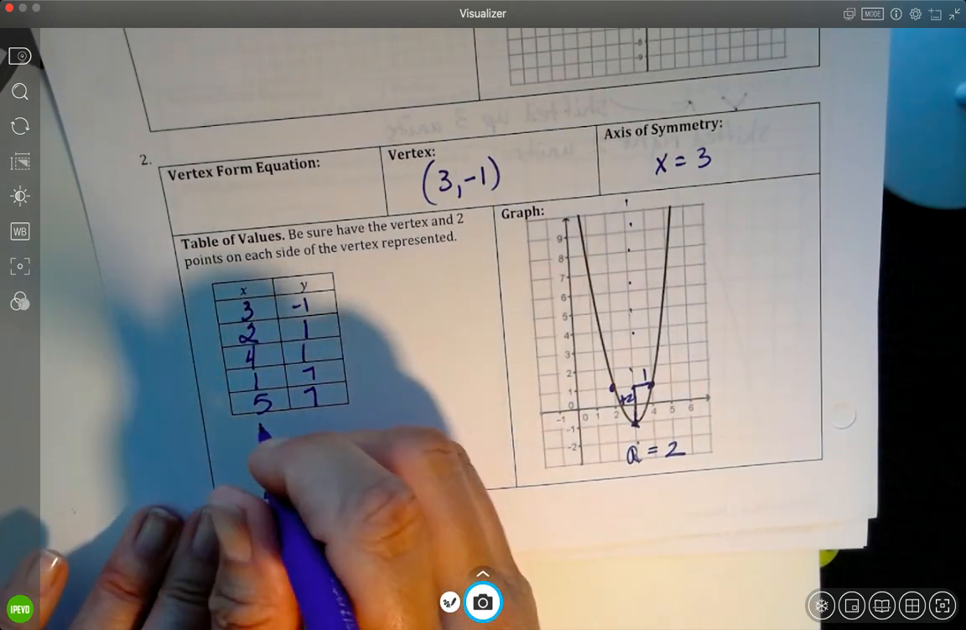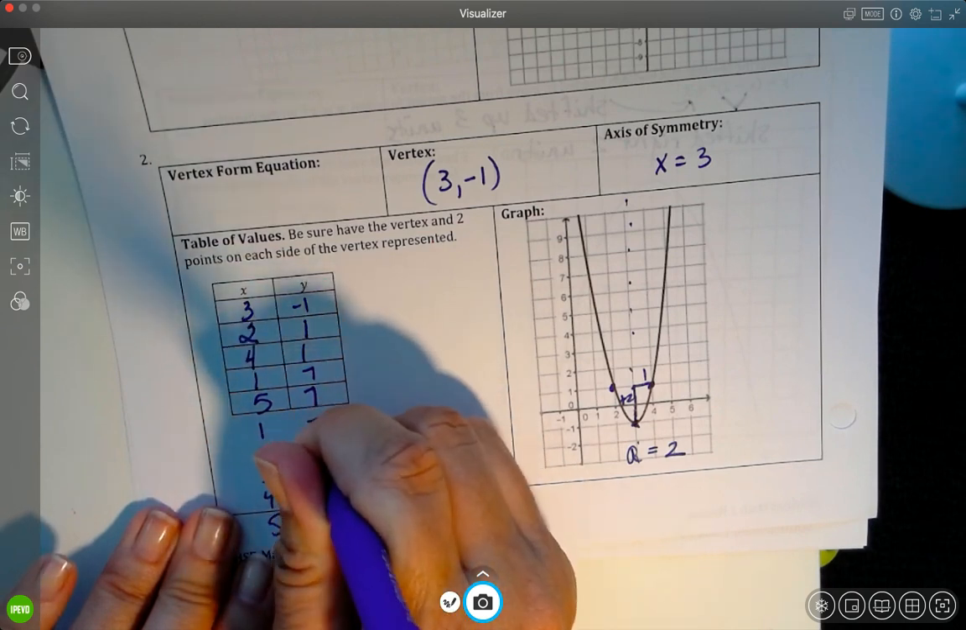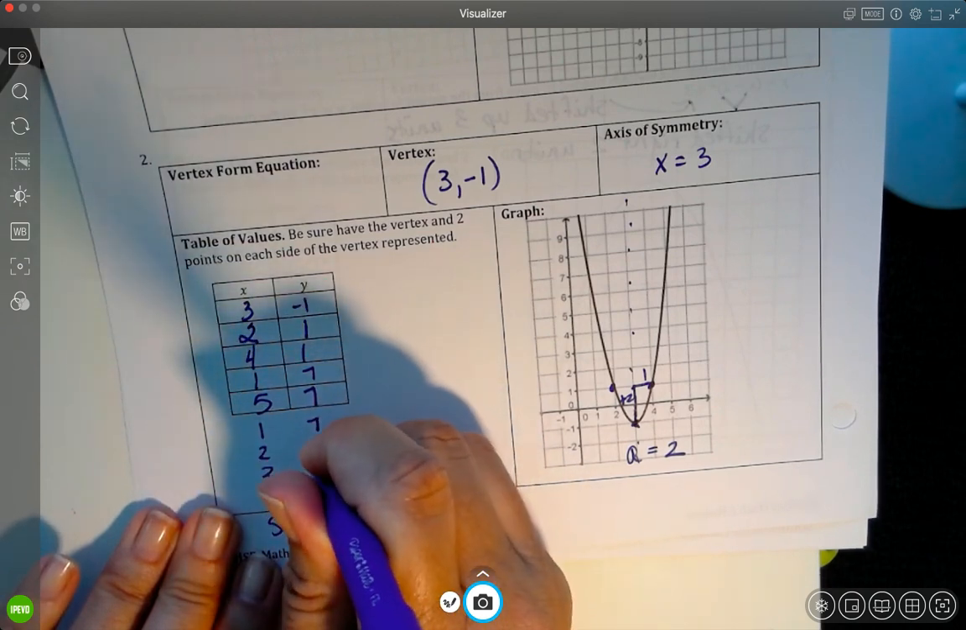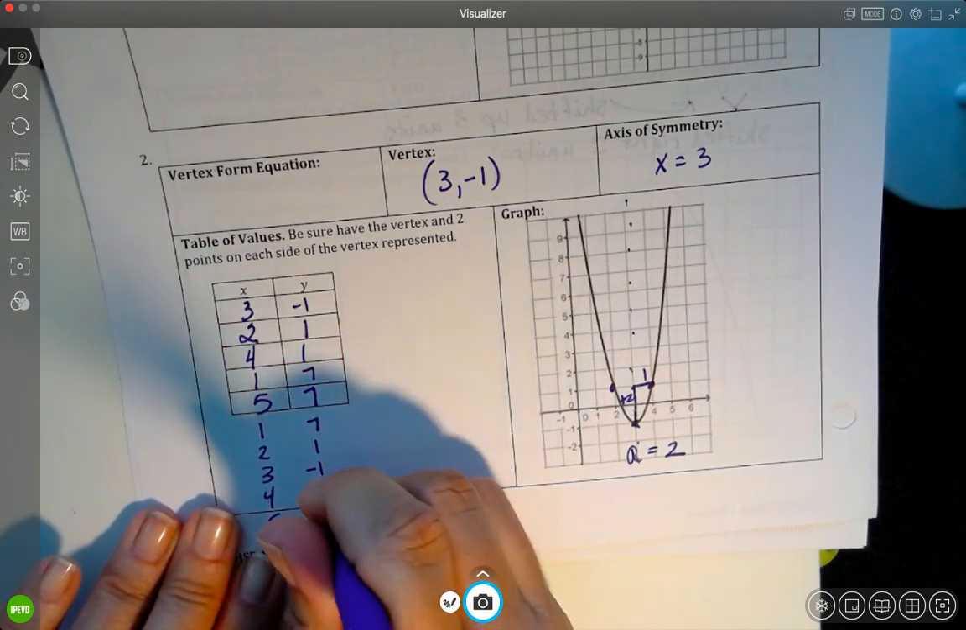So when x is 1, y is 7. When x is 2, y is 1. When x is 3, y is negative 1. When x is 4, y is 1. When x is 5, y is 7.